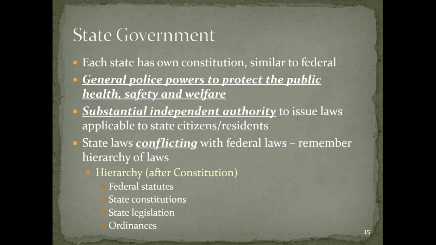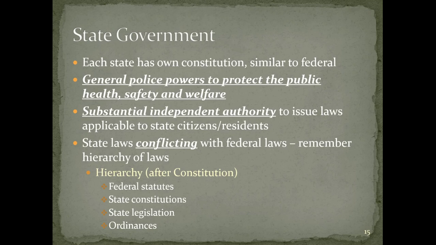So as I mentioned, the federal government oversees basically the whole country. Every state has its own government too, pretty much structured like the federal government. It has its own constitution. It has its general police powers to protect the public health and safety. It has its own independent authority to issue laws. Now, it cannot conflict with federal laws, though.